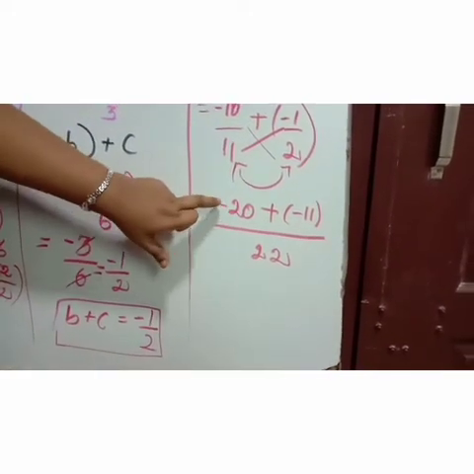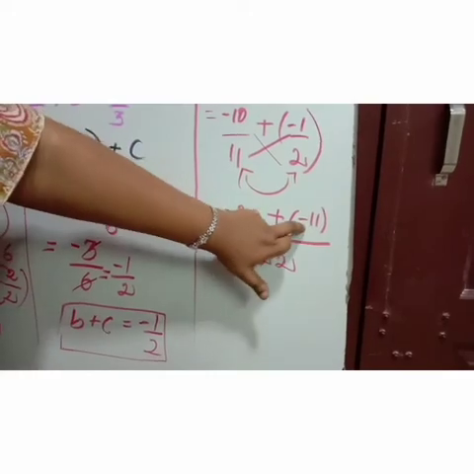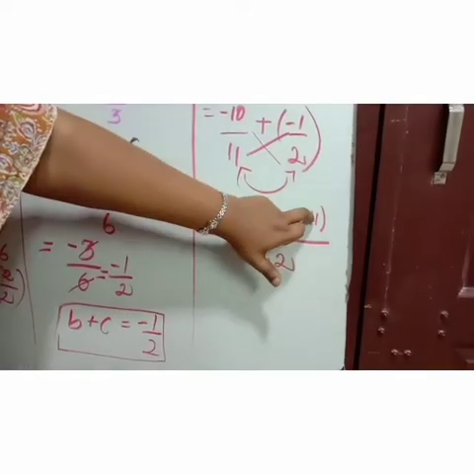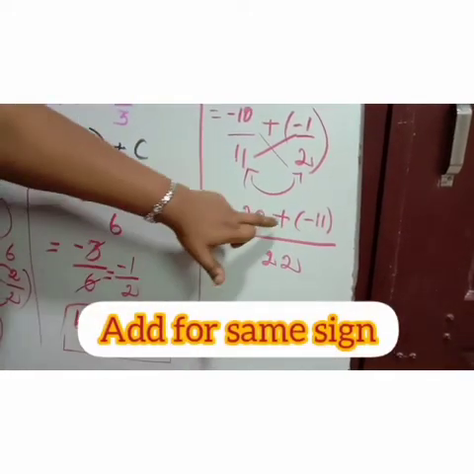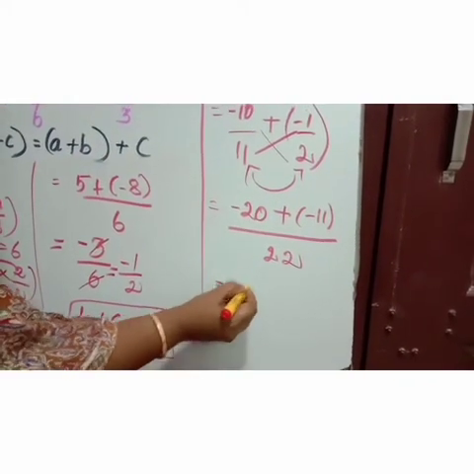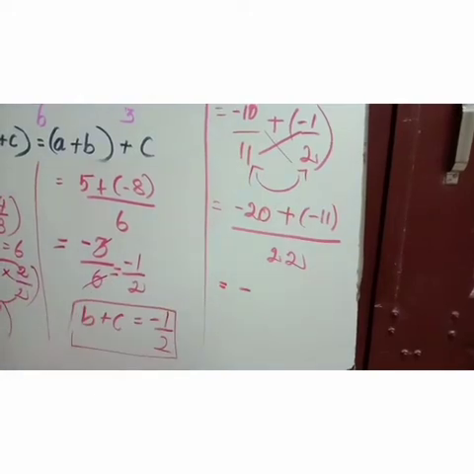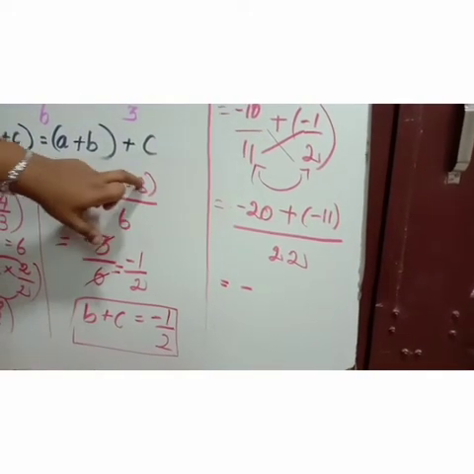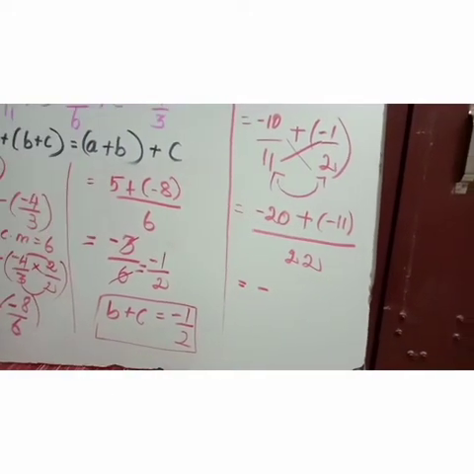See the numerator, this number also has a minus. This number also has a minus, so they are like signs. How do we add like signs in addition? Yes, put the symbol minus. So like sign means add the numbers. Different sign means subtract the numbers.